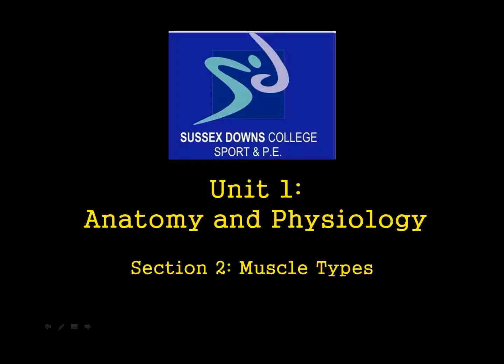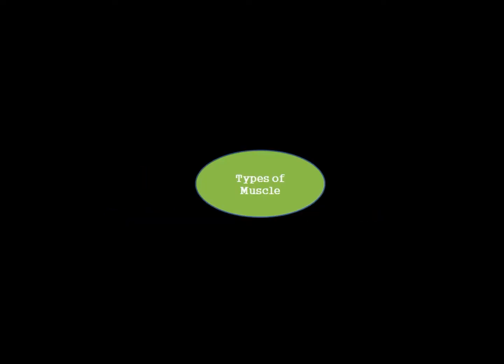Welcome to today's screencast. Unit 1, Anatomy and Physiology. Section 2, Muscle Types. Today's screencast is really going to focus on not only the muscle types, but also their structure and the linking of that to their function. And this is really important for understanding the merit and distinction criteria.